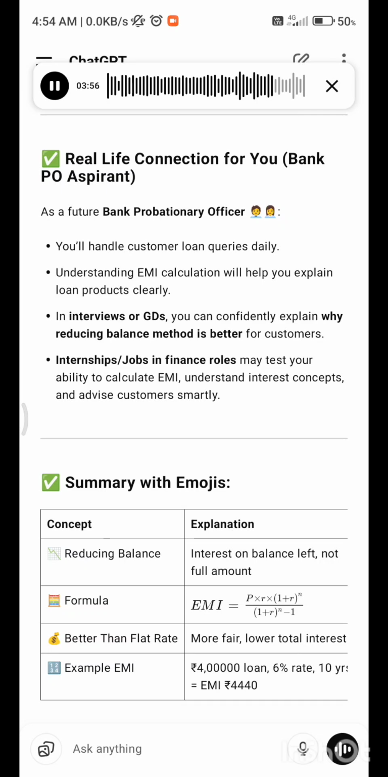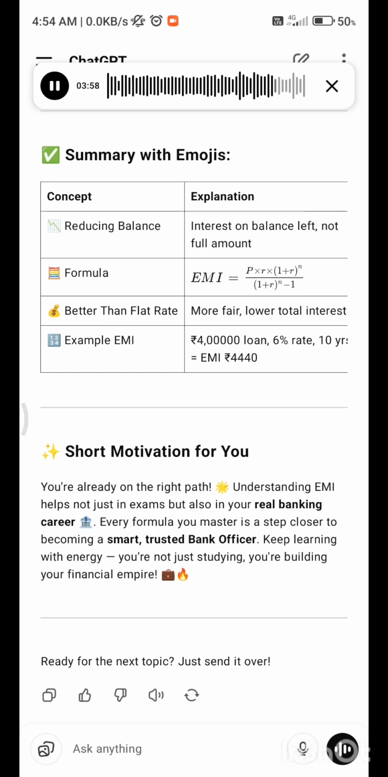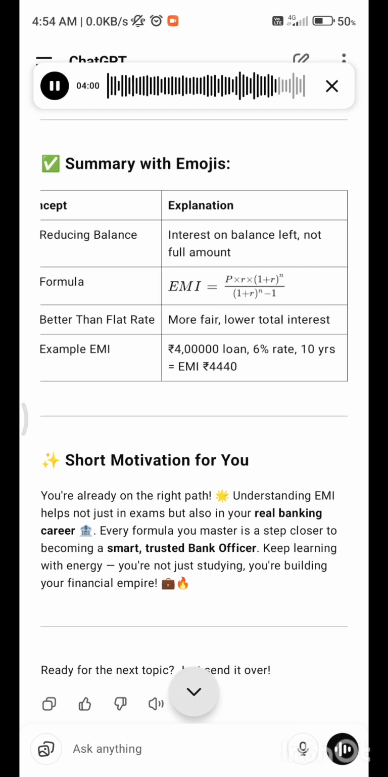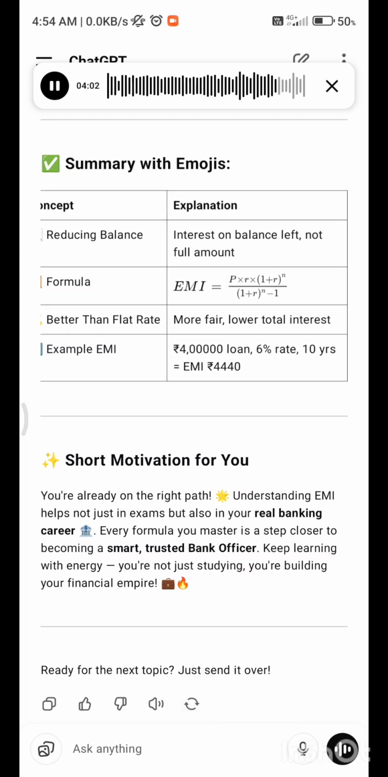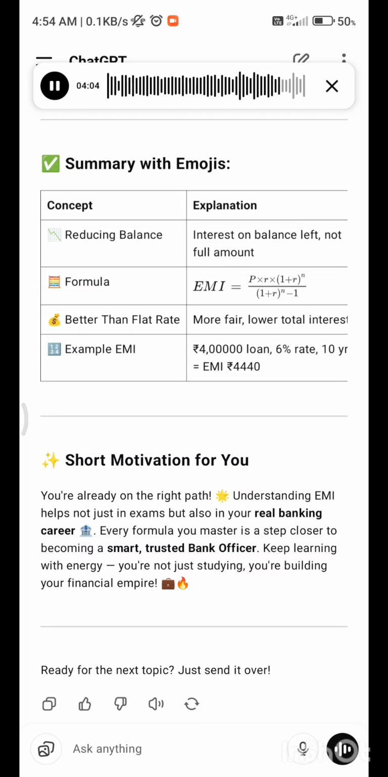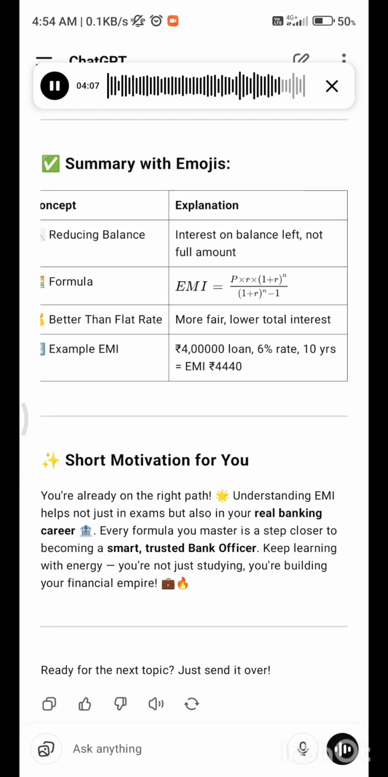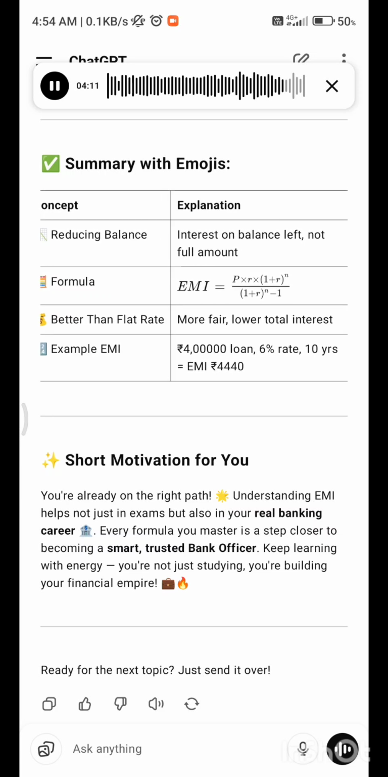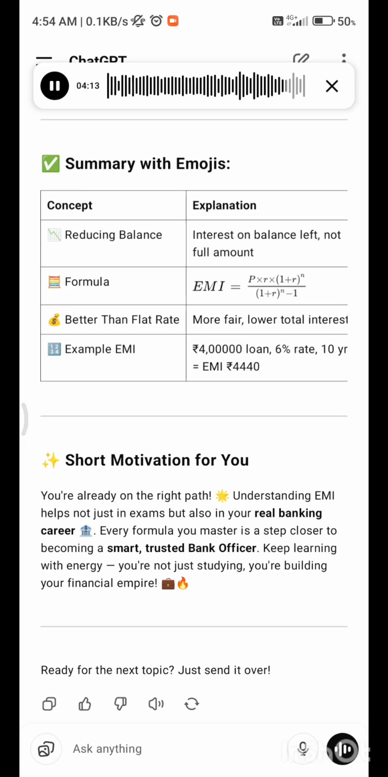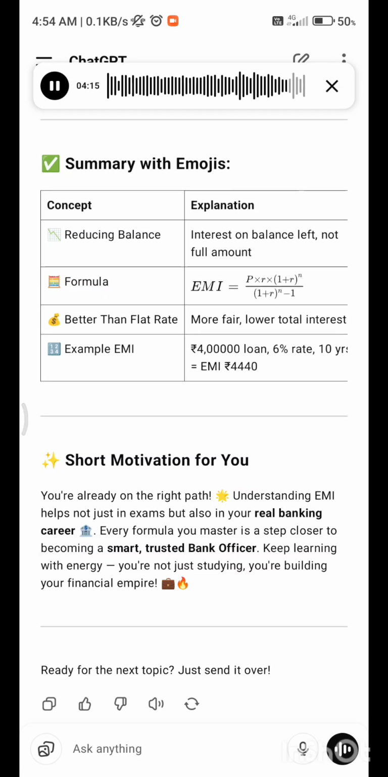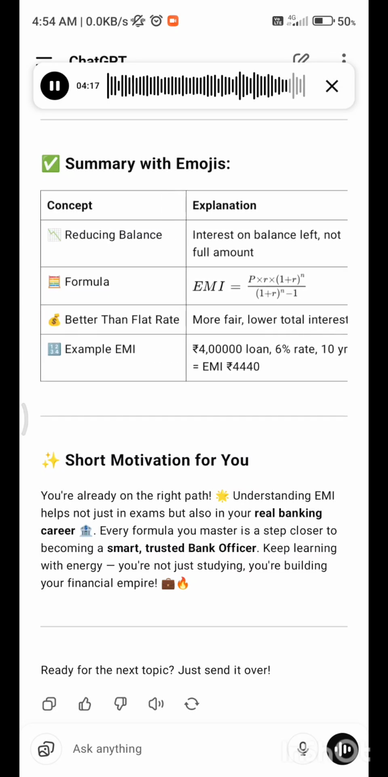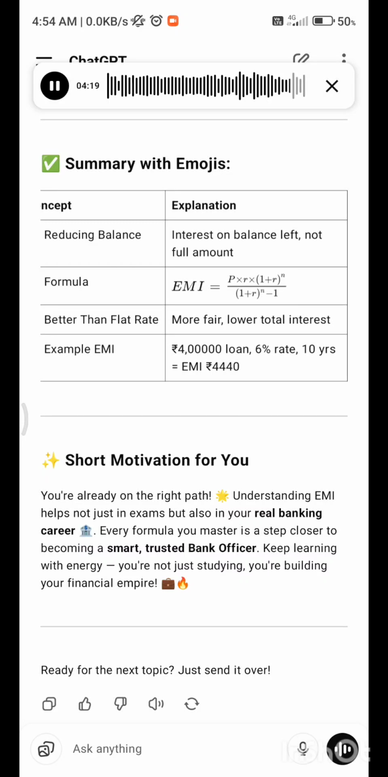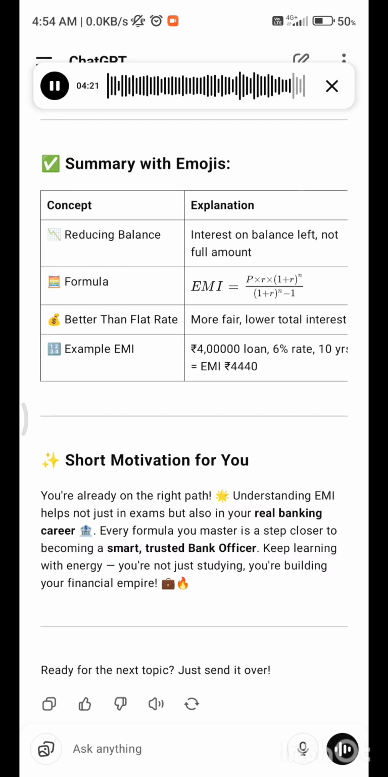Summary. Concept: reducing balance, interest on balance left, not full amount. Formula: EMI equals P times R times (1 plus R) to the power n, divided by (1 plus R) to the power n minus 1. Better than flat rate: more fair, lower total interest. Example: EMI for 4 lakh loan, 6% rate, 10 years, EMI of 4,440.